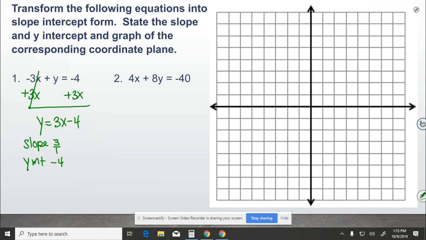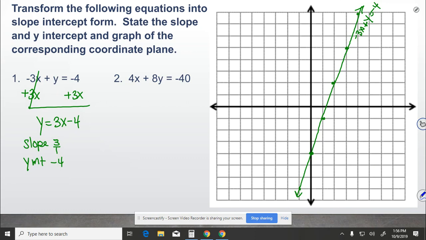So I go over to my coordinate plane, start down at negative 4, and go up 3 over 1 repeatedly. Take your straight edge and neatly draw your line through your points, labeling it with the original equation, negative 3x plus y equals negative 4. Okay, so on the same coordinate plane, we're going to do a second equation. That's why it's important that we label.